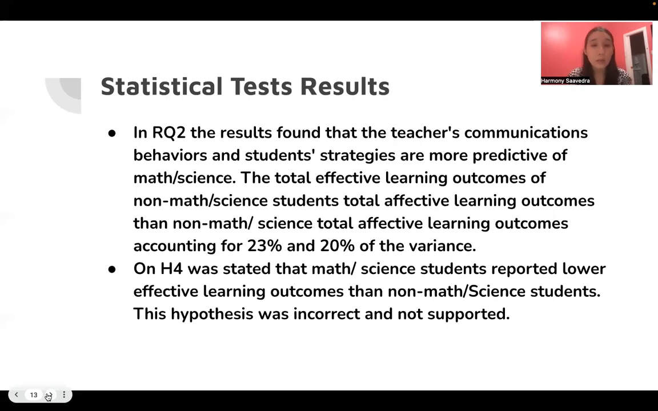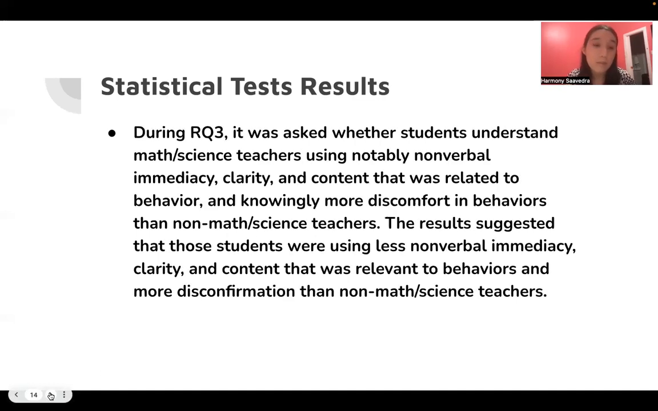In research question 2, the results found that the teacher's communication behaviors and student study strategies are more predictive of the total effective learning outcomes of math/science and non-math/science students, accounting for 23% and 20% of the variance. On hypothesis 4, it was stated that math/science students reported lower effective learning outcomes than non-math/science students. This hypothesis was indeed incorrect and not supported.